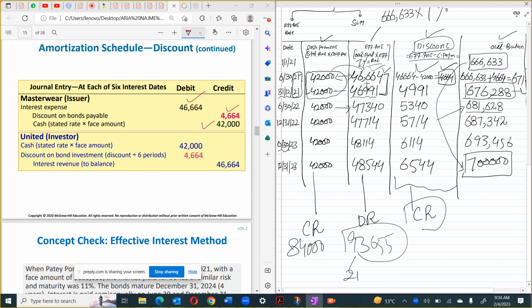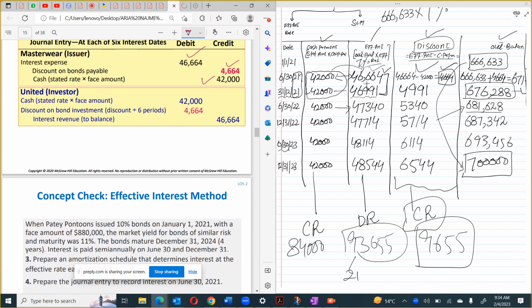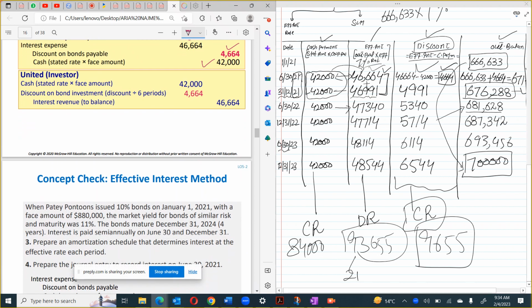And what will be the discount amount? The liability will increase by this amount. So we are calculating our liability: 4664 plus 4991 gives 9655. So this is the discount amount for the whole year. Any questions so far?